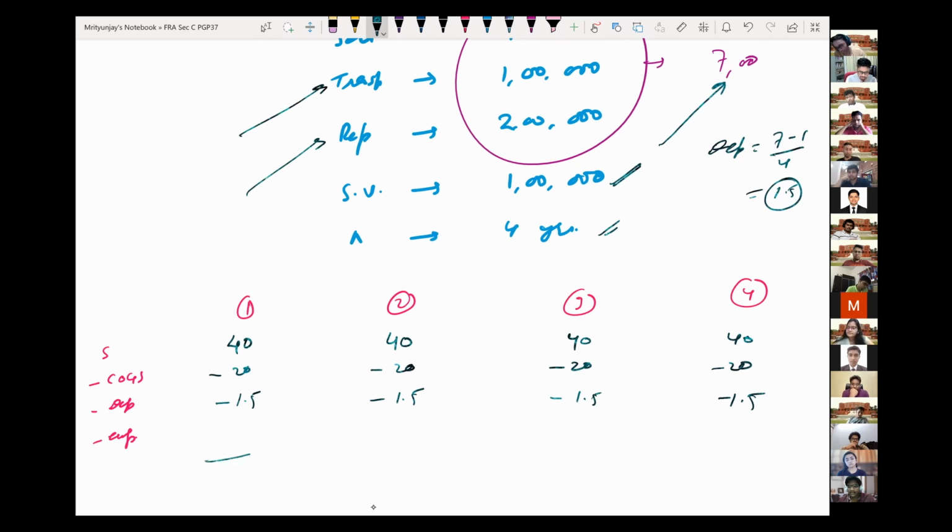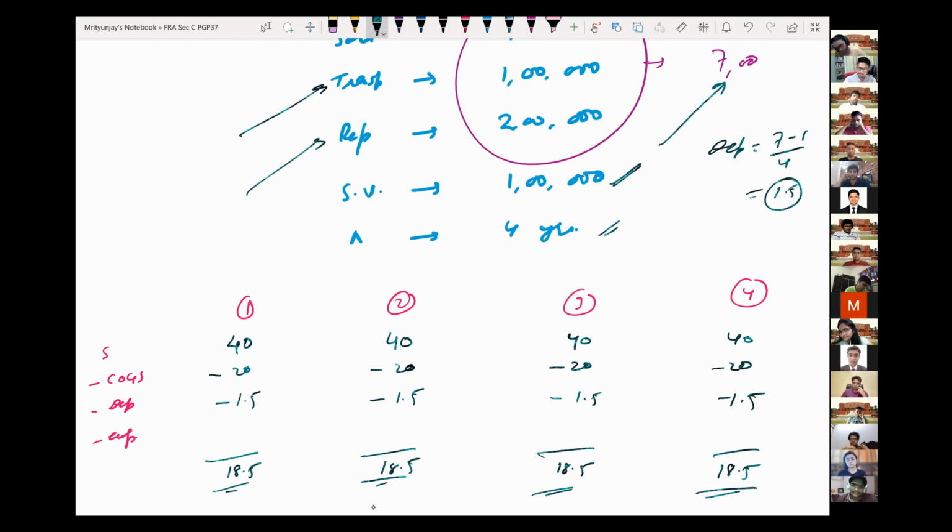So I would say that this is how the profitability of the business looked. I earn a profit of 20 minus 1.5, that is 18.5 lakh in the first year, 18.5 lakh in the second year, 18.5 lakh in the third year, and 18.5 lakh in the fourth year. This is how I made my profit.